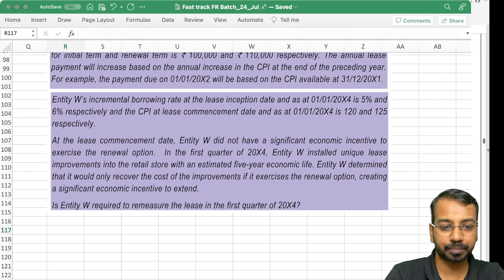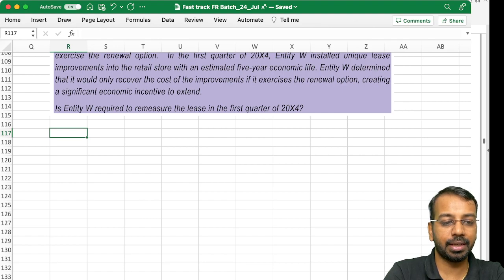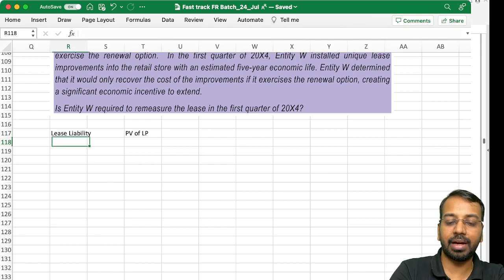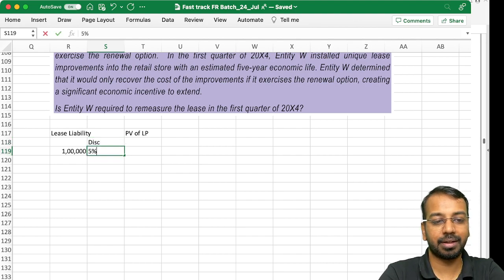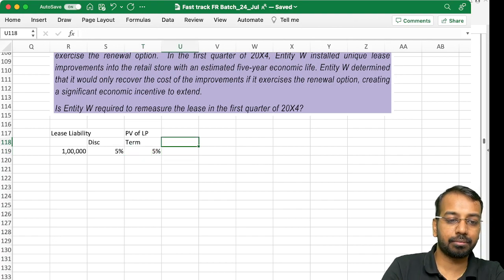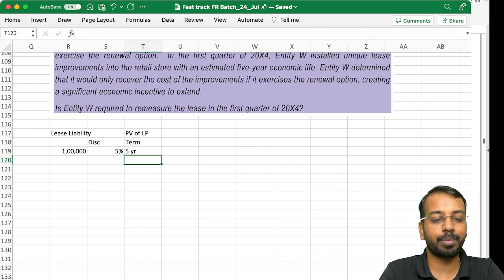Okay, yeah. So now, whenever you have to calculate the lease liability, it is the present value of lease payments. Here the lease payment is 100,000, 1 lakh, right? Discount rate is 5%, term is 5 years, right? Now, the present value of 1 lakh discounted at 5% for a period of 5 years is how much?